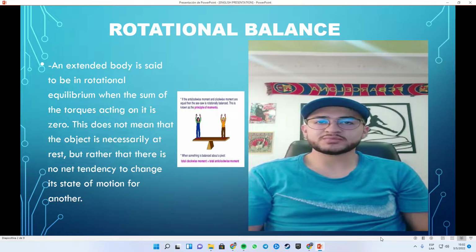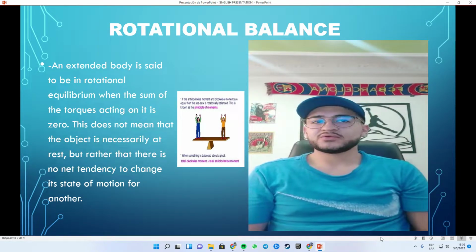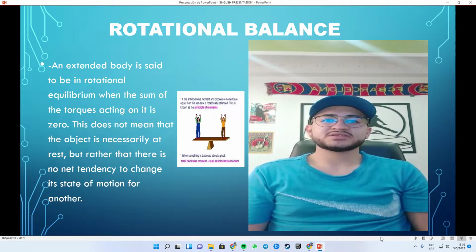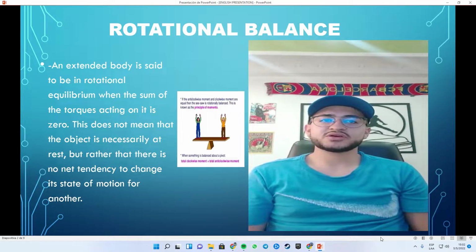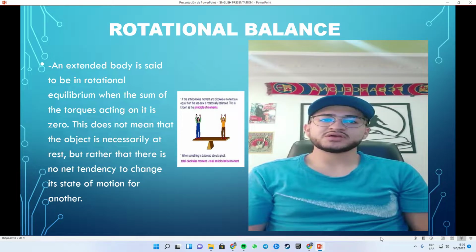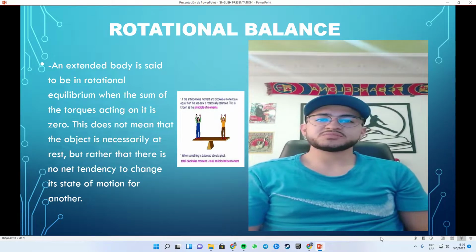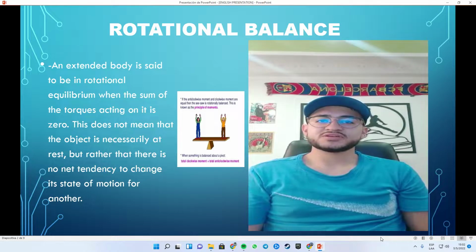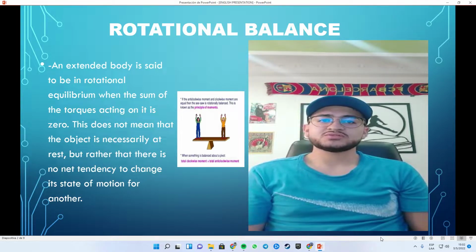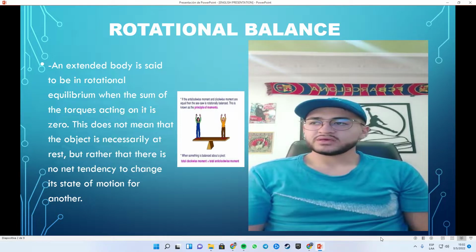So we are talking about rotational balance and specific topics. An extended body is said to be in rotational equilibrium when the sum of the torques acting on it is zero. This does not mean that the object is necessarily at rest, but rather that there is no tendency to change its state of motion.